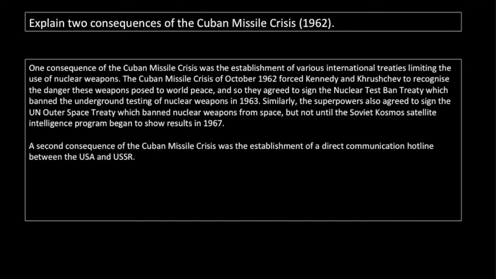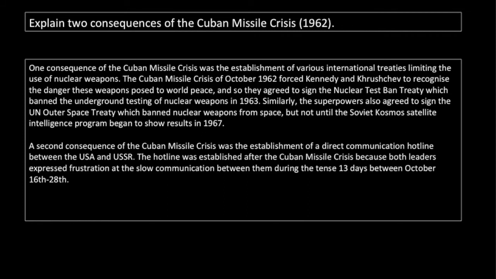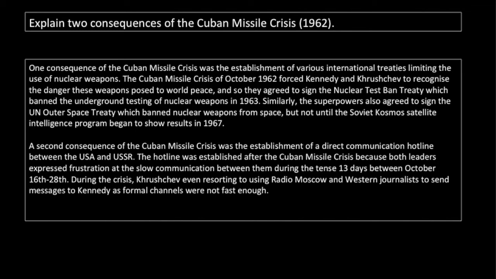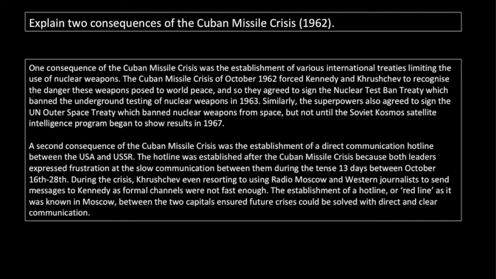A second consequence of the Cuban Missile Crisis was the establishment of a direct communication hotline between the USA and USSR. The hotline was established after the Cuban Missile Crisis because both leaders expressed frustration at the slow communication between them during the tense 13 days between October 16th and 28th. During the crisis, Khrushchev even resorted to using Radio Moscow and Western journalists to send messages to Kennedy as formal channels were not fast enough. The establishment of a hotline, or Red Line as it was known in Moscow, between the 2 capitals ensured future crises could be solved with direct and clear communication.